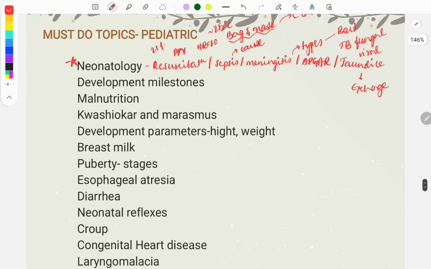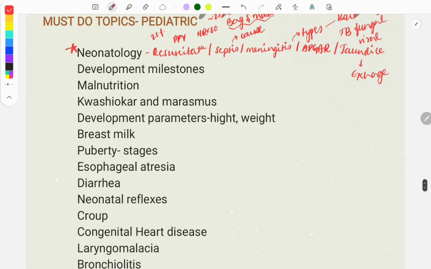Then moving on to the next important topic, that is developmental milestones. So questions are repeatedly asked on this, and you can expect one question in every exam on developmental milestones. Okay, so the developmental milestones, these are the motor, then the social, then the language. Okay, so you need to know in which month which milestone will be developed.